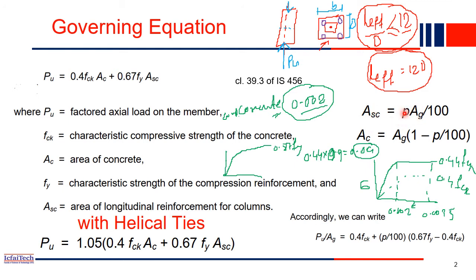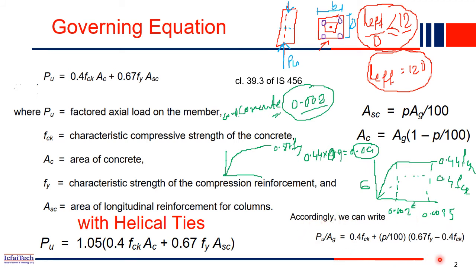P is the percentage of steel in a column. P into Ag, where Ag is the total gross area of the column, divided by 100. We can write Asc in this form, and similarly Ac we can write in terms of Ag, which will be 1 minus the percentage of steel. With simple calculation you will get Asc and Ac in terms of Ag and P. Ag means total gross area, and P is the percentage of steel. So if you substitute the Asc and Ac values here, ultimately this is our final expression.